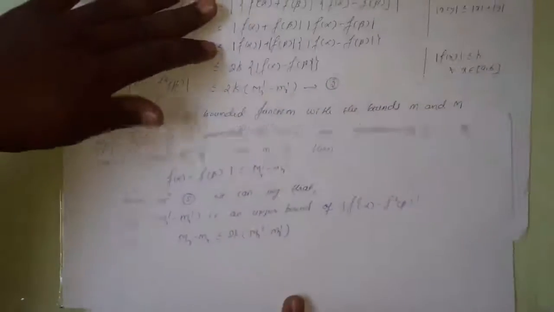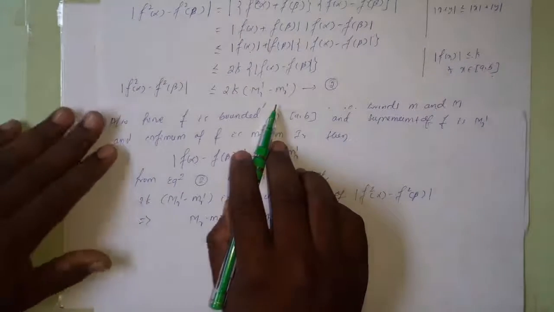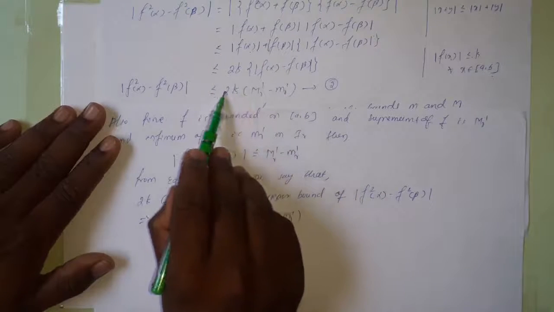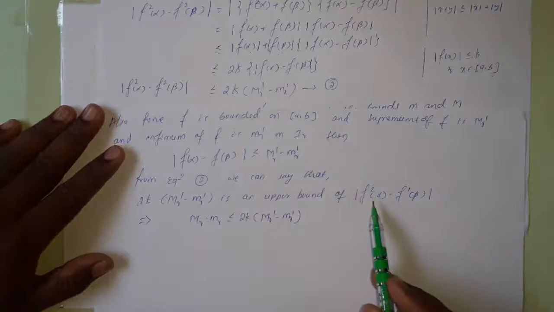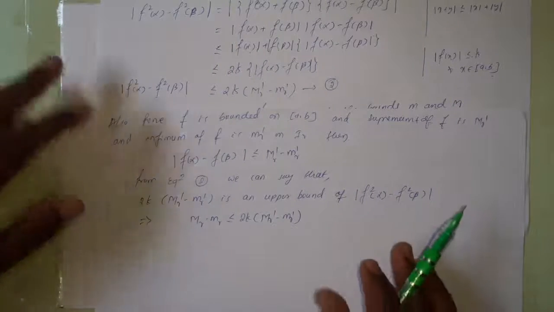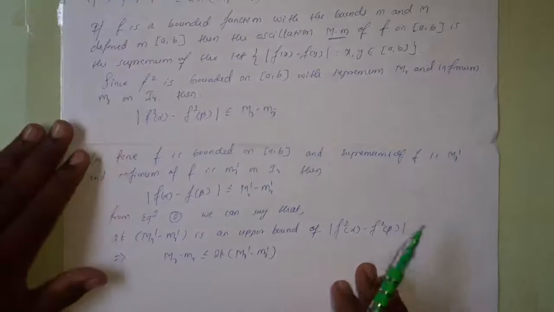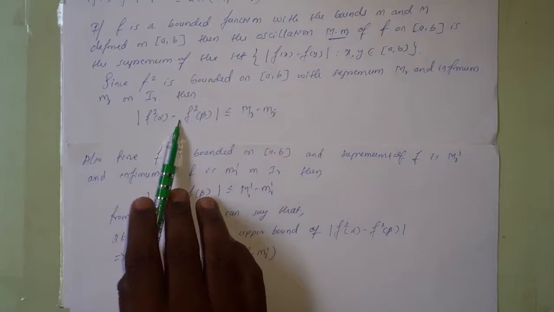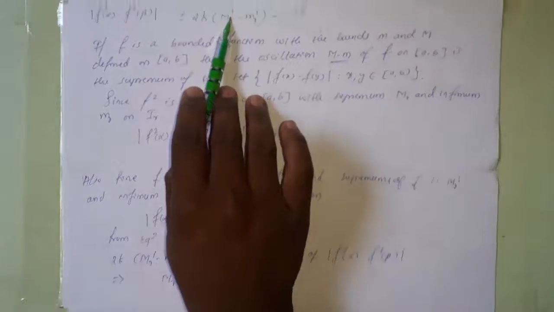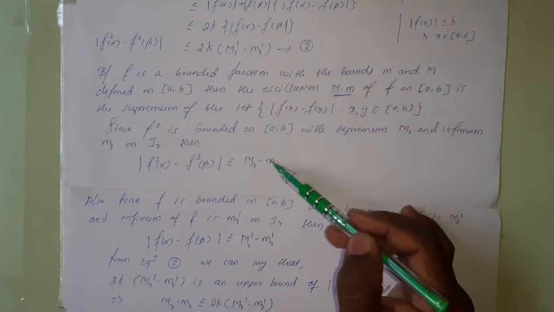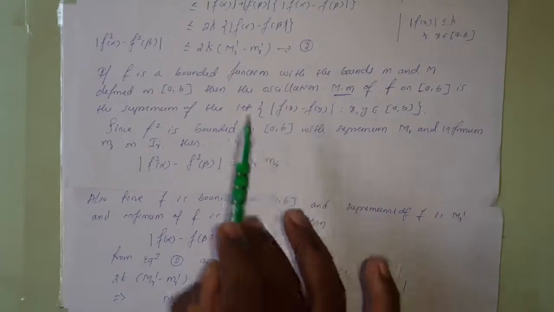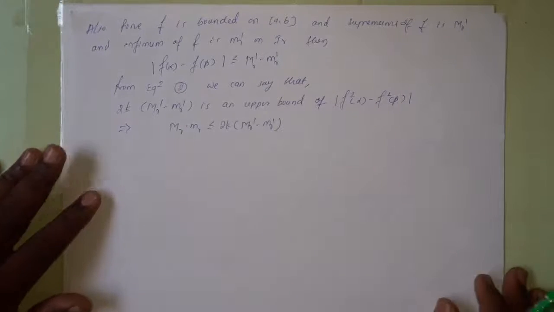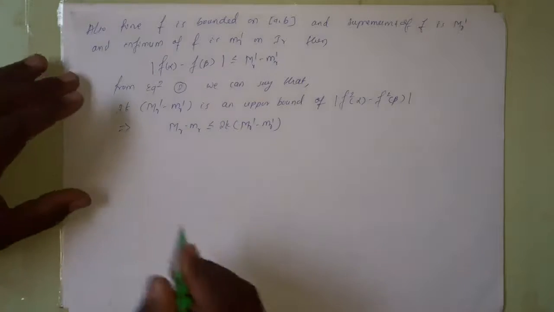So here in equation 2, this is the second equation, we have written that |f square alpha minus f square beta| is less than or equal to 2k times (M_r dash minus m_r dash). So this is a greater value, meaning it is an upper bound of the function f square alpha minus f square beta. But here M_r minus m_r is the supremum of the same function. Supremum means least upper bound. So this one is also an upper bound, but among these two upper bounds this one is the least upper bound, that is the supremum. So the supremum must be less than this quantity. Therefore we have written that M_r minus m_r is less than or equal to 2k times (M_r dash minus m_r dash).